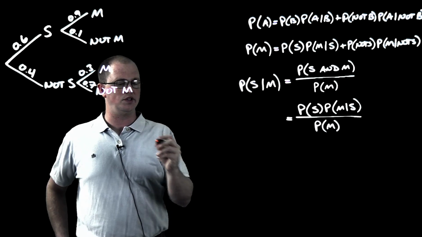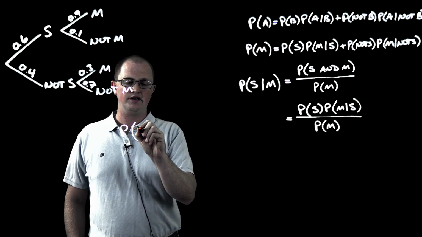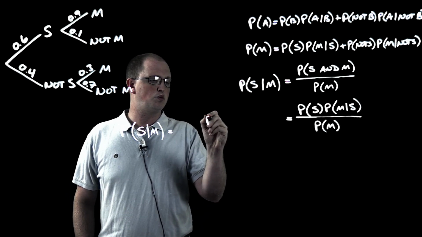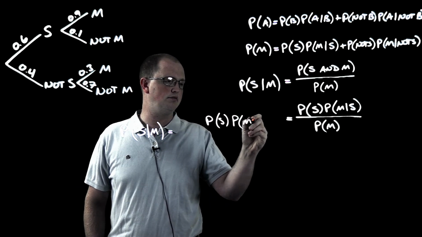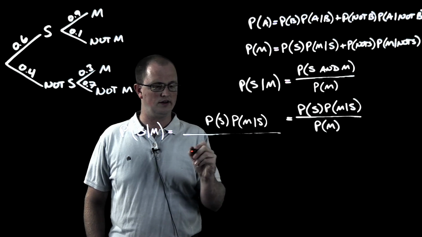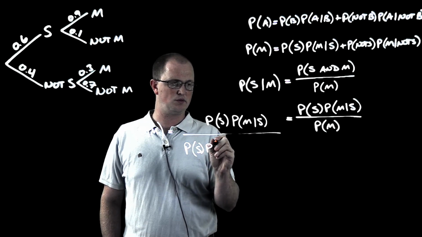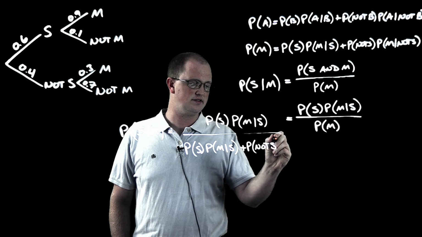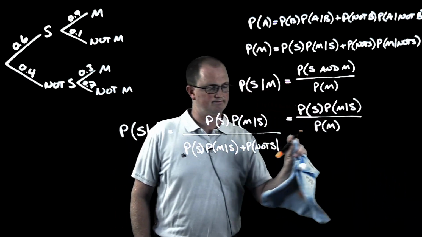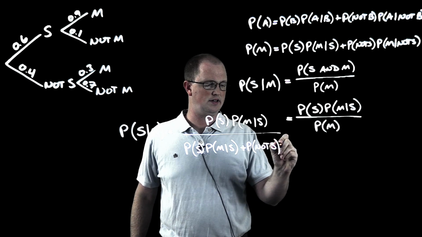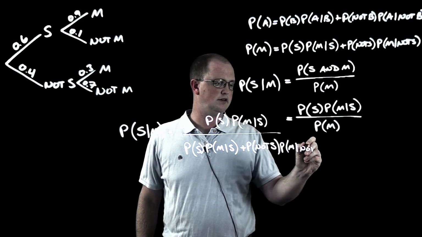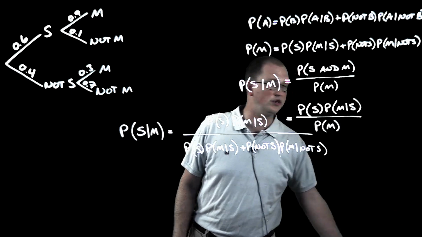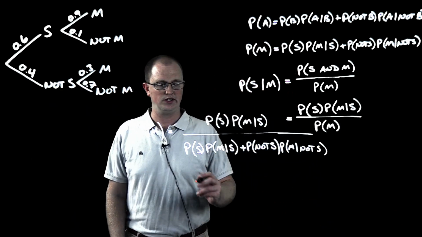So that gives us the formula of the probability that we were able to save $500 given that we went to MoMath is the probability of S times the probability of M given S divided by the probability of S times the probability of M given S plus the probability of not S times the probability of M given not S. And all of these probabilities we can read off of this probability tree.